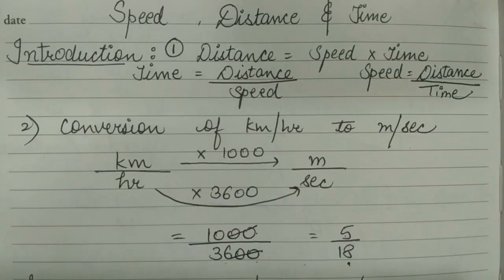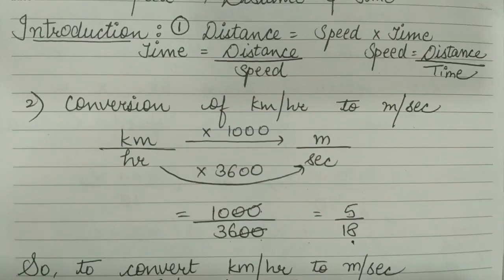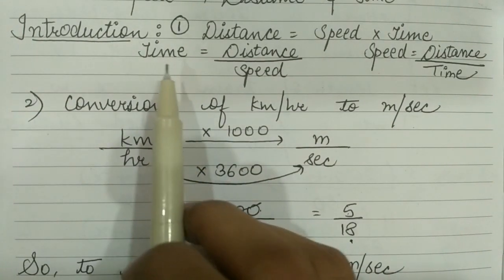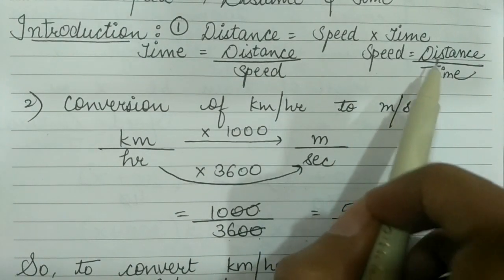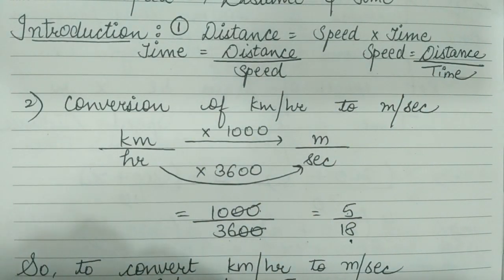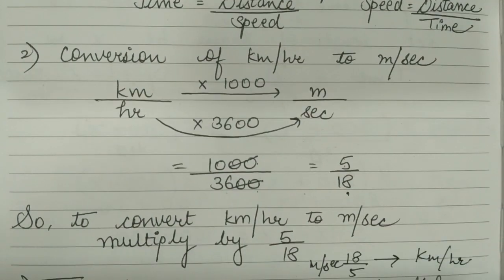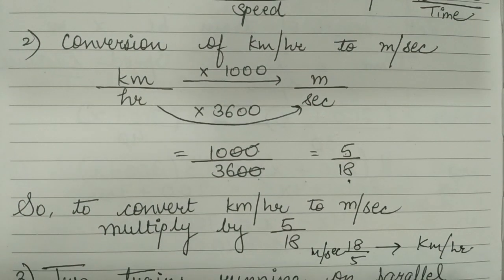The formula to calculate distance is speed multiplied by time. The formula to calculate time is distance upon speed, and to find speed we have to do distance upon time. Next important thing is how to convert a given speed in kilometer per hour to meter per second.